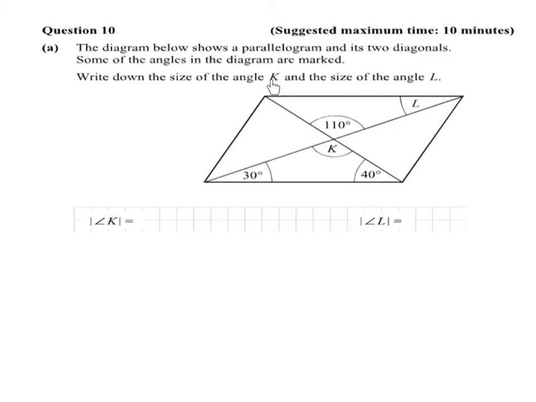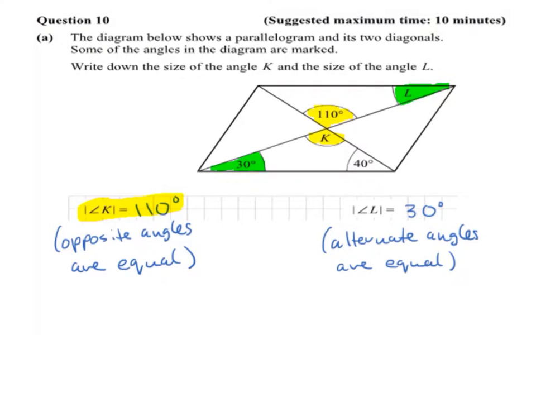Write down the size of angle K and the size of angle L. So first of all, angle K is 110 degrees. And the reason is opposite angles are equal. So we can see angle K and 110 degrees are opposite each other. They're vertically opposite each other, and vertically opposite angles are equal.